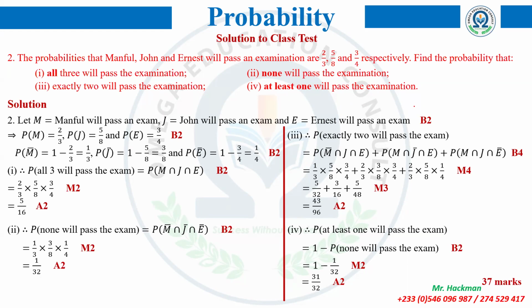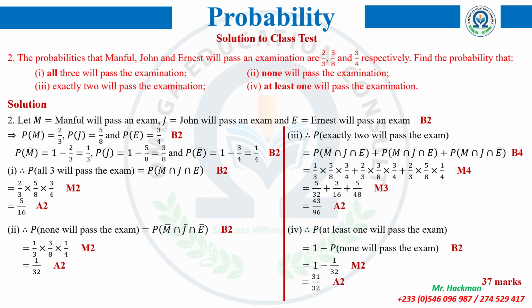So we are going to look at the solution. Remember, I told you, anytime you are given questions of this sort, where the individual probabilities are given, it will be better you represent your event by letters, just for convenience sake, so that your presentation will be ideal. Ideal in the sense that it will save you time and space. So anytime you have probabilities of events, in this case, you can see that you are dealing with the events: Manfo will pass the exams, John will pass the exams, then Ernest will pass the exams.